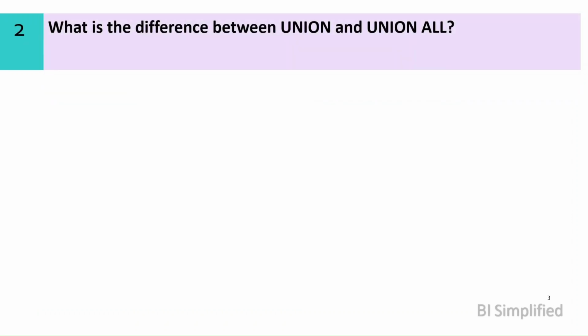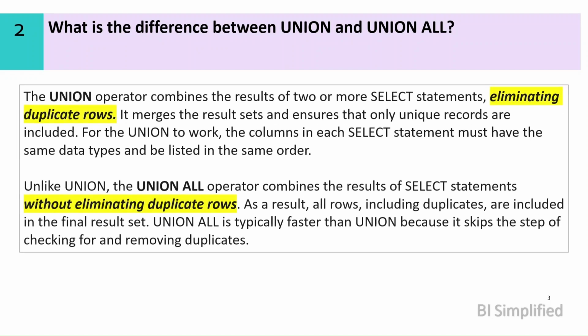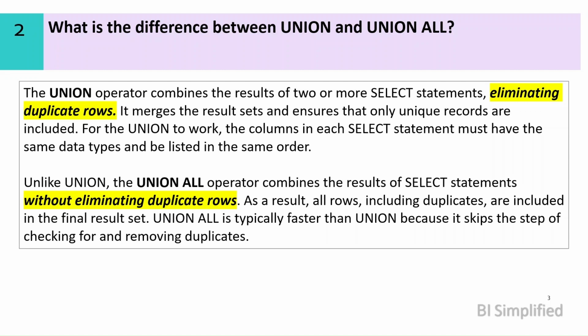Next, what is the difference between union and union all? The answer is, the union operator combines the results of two or more select statements, eliminating duplicate rows. It merges the result sets and ensures that only unique records are included. For the union to work, the columns in each select statement must have the same data types and be listed in the same order. Unlike union, the union all operator combines the results of select statements without eliminating duplicate rows.